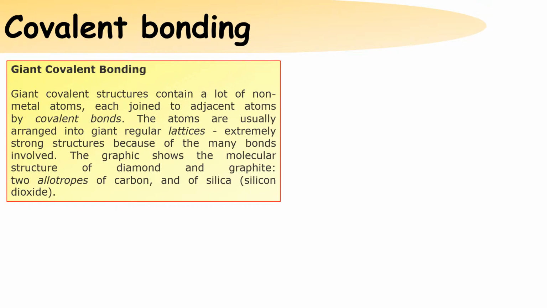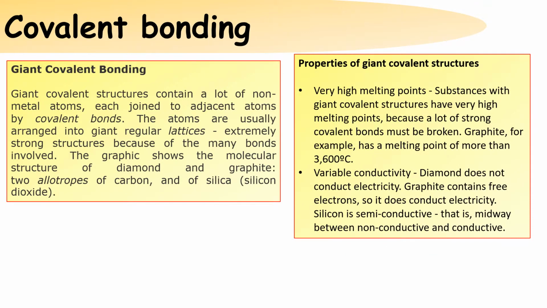Giant covalent structures contain a lot of non-metal atoms, each joined to the adjacent ones by covalent bonds. The atoms are usually arranged into a giant regular lattice, which is extremely strong because of the many bonds between each individual atom. Properties of giant covalent structures are that they have very high melting points, and that some of them can conduct electricity if they have free moving electrons, such as graphite.